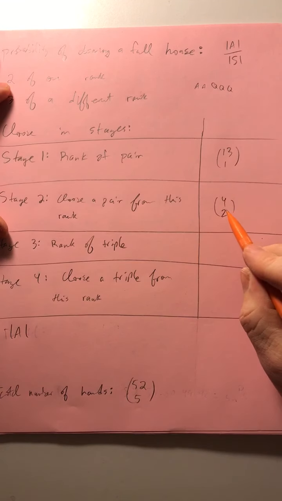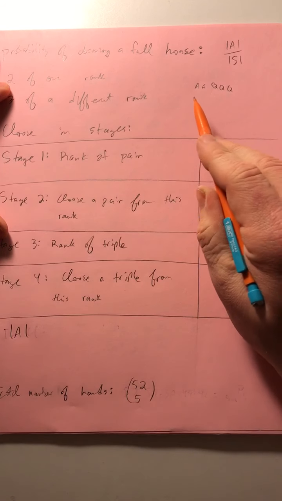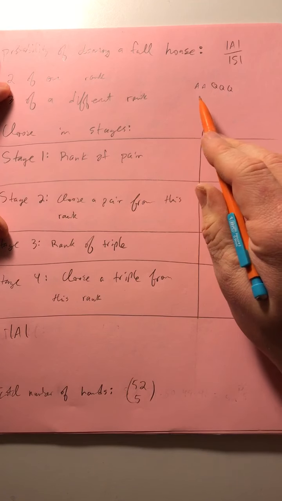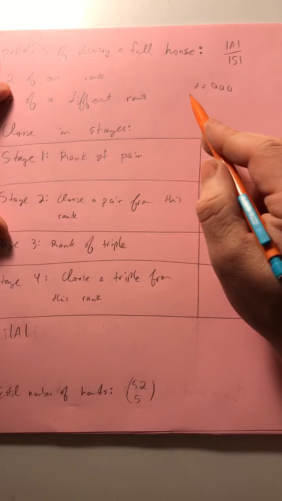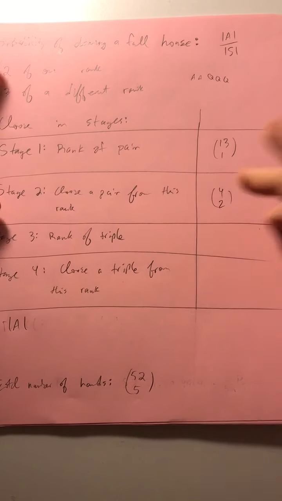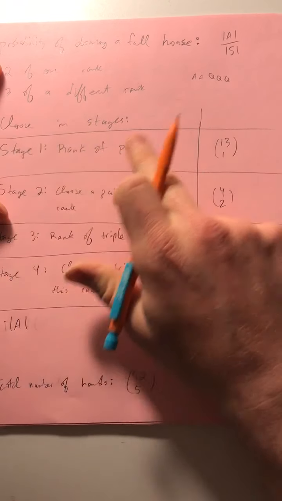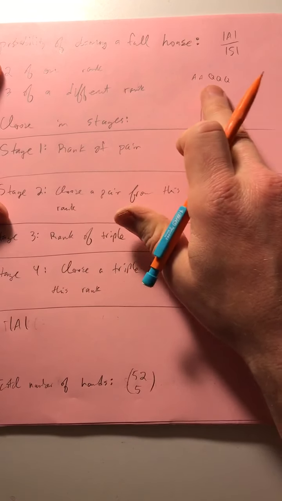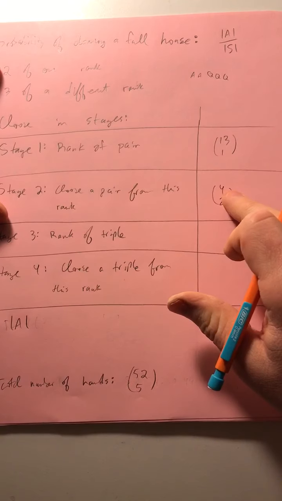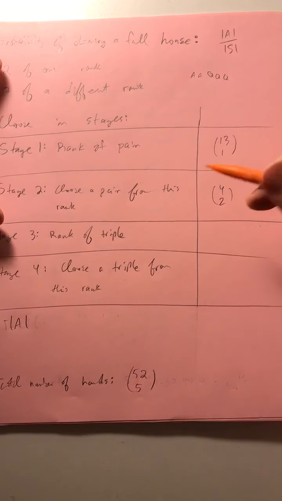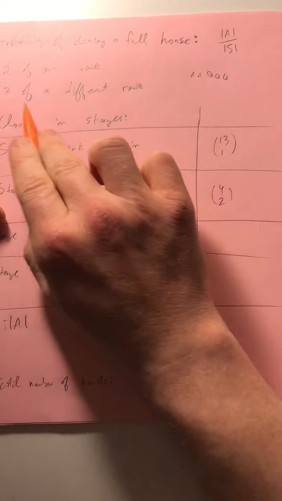So there are 4 choose 2, which is 6 ways to pick a pair of aces. Right? These are four aces. There are 4 choose 2 ways to pick a pair of those 4 aces. Right? So now I need to figure out... I chose an ace, and then I picked 2 aces to have my pair. Okay. Now I want to choose the rank that I'm going to have 3 of.